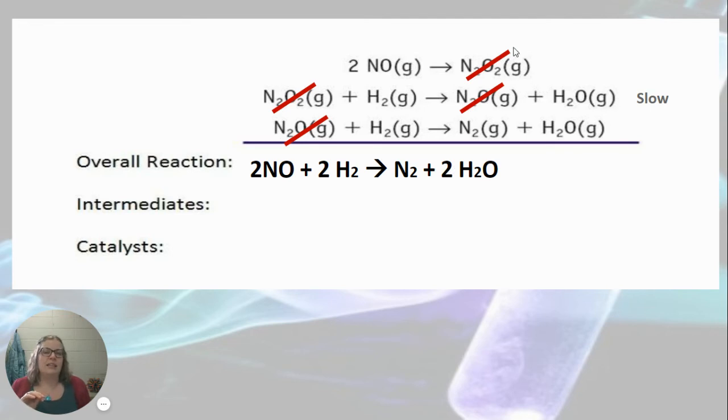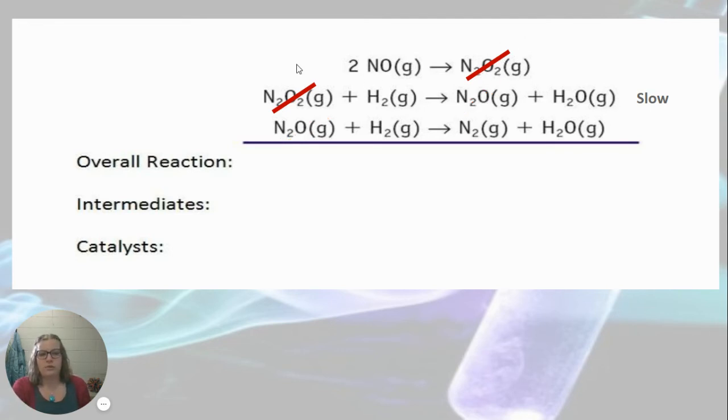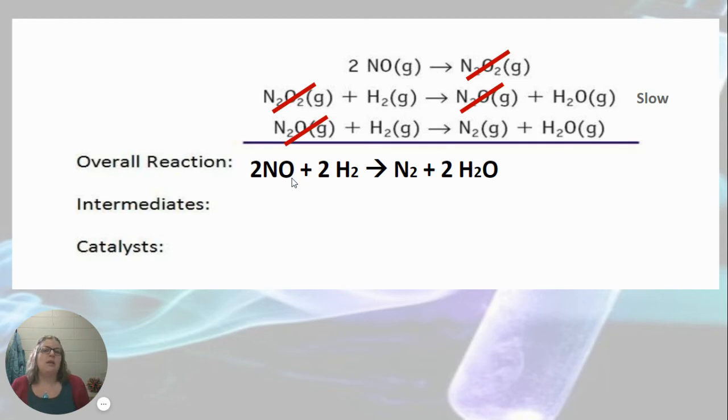In this case, the stuff that I canceled out, if you notice, I'm going to go backwards for just a second. I produce something, and then immediately in the next step, it gets used up. N2O is the same thing. It's made, and then it's used up. And it does not show up in that balanced equation. If that's the case, that is what we call an intermediate. So things that are made and then get consumed right away are intermediates.